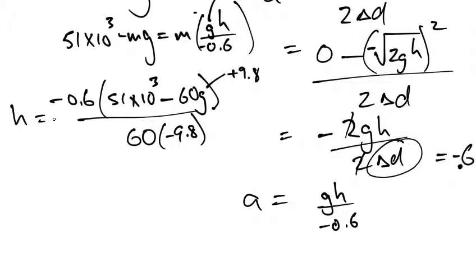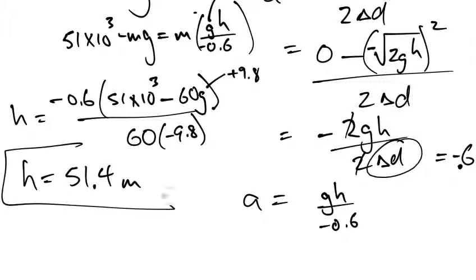And the answer we're getting is 51.4 meters. So that's the height from which the person can fall by imposing the largest possible force without breaking the leg. Personally, I think it's a little too large to be realistic. But hey, that's the end of the problem.